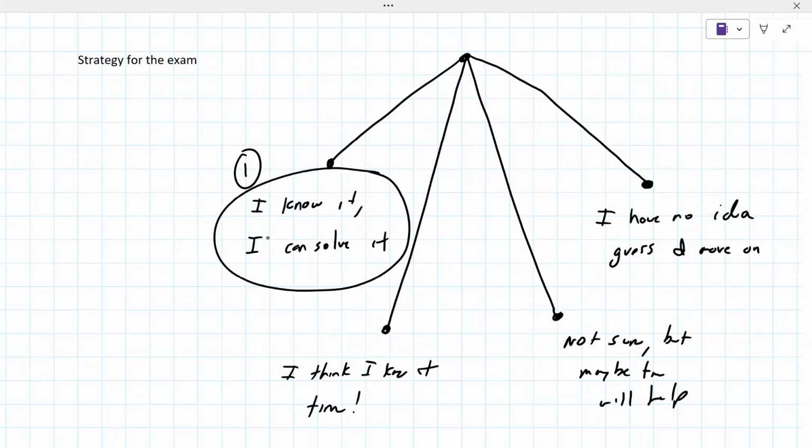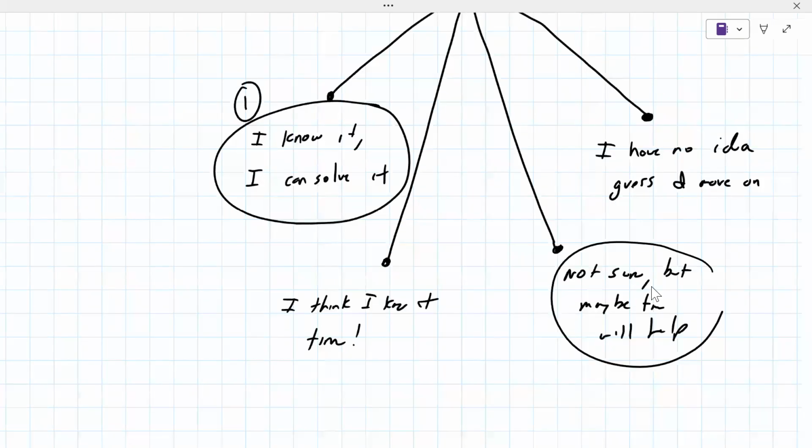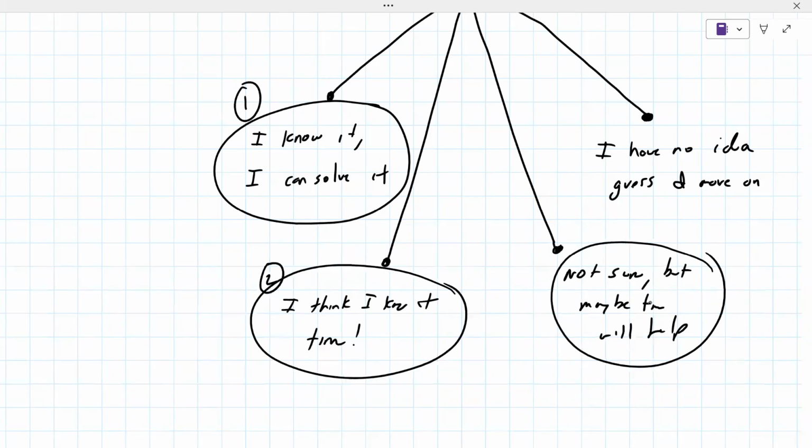And then hopefully, the ones where you're feeling pretty good about it, you just spend the time. These are the most questionable ones over here, where you're really unsure, but you think you'll have enough time to help. Those are the ones to come back to. And hopefully most of your time is spent here in 1 and 2 when you're taking the exam.